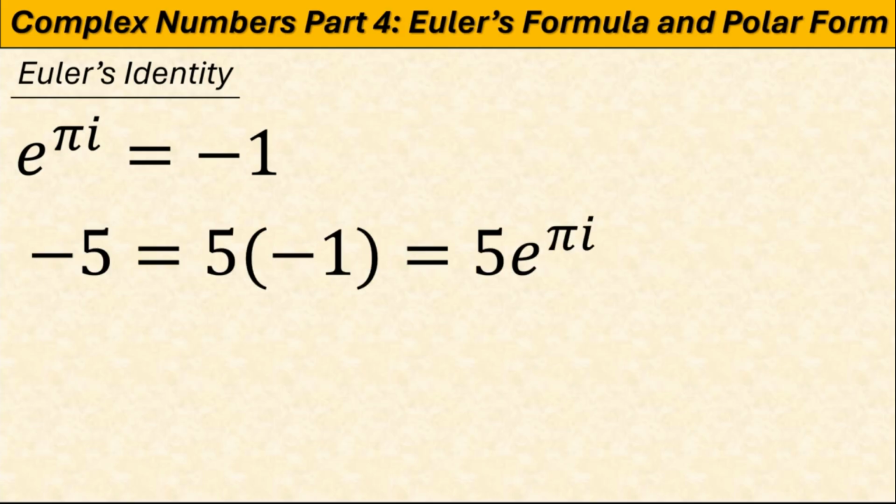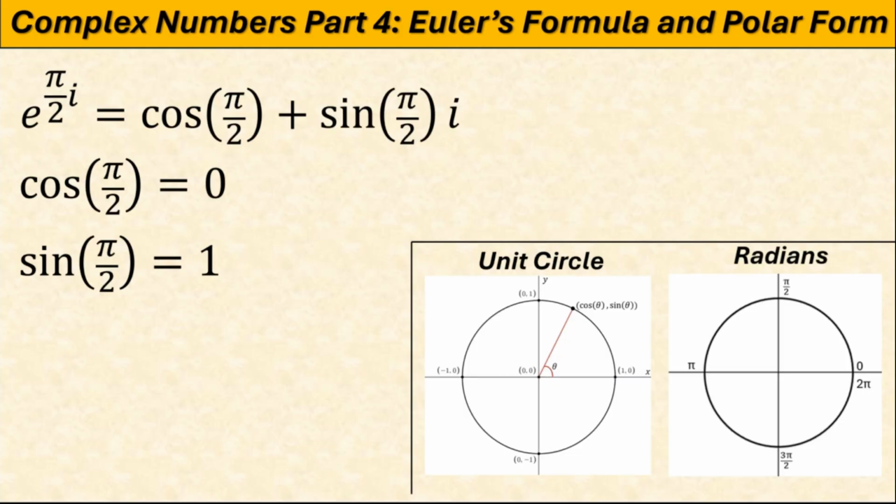Let's take -5 for example. It can be rewritten as 5 times -1, and using Euler's identity is equal to 5e to the pi i. And so this is -5 in polar form.